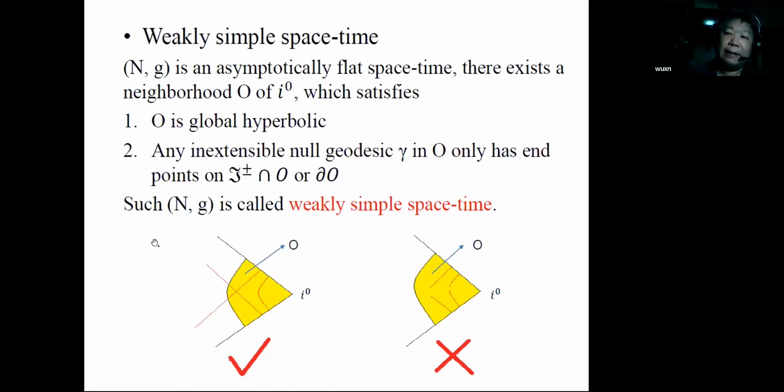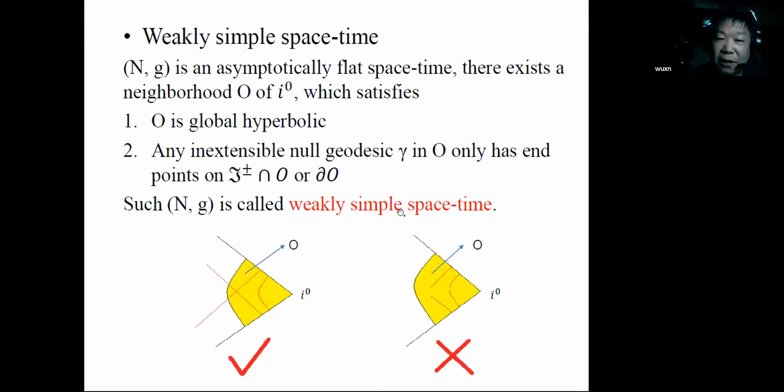Okay. So it means that if a geodesic is inside the neighborhood of I0, it can have an endpoint on the future or past null infinities. Otherwise, it has an endpoint on the boundary of the neighborhood. It means that it cannot be broken inside the neighborhood. So we call this a weakly simple spacetime.